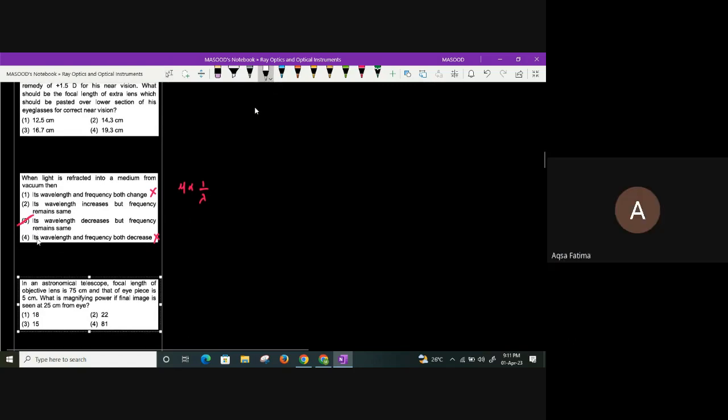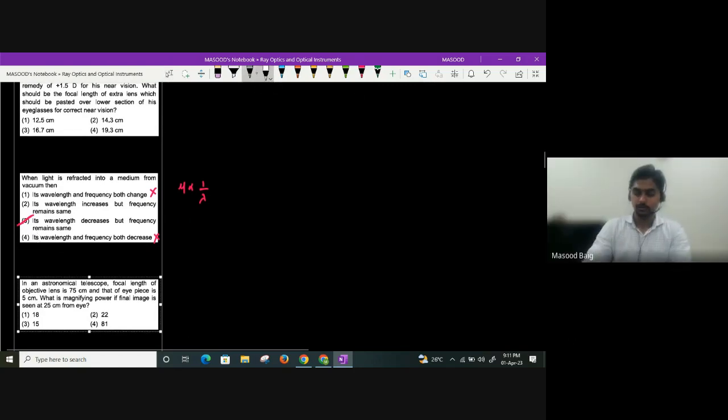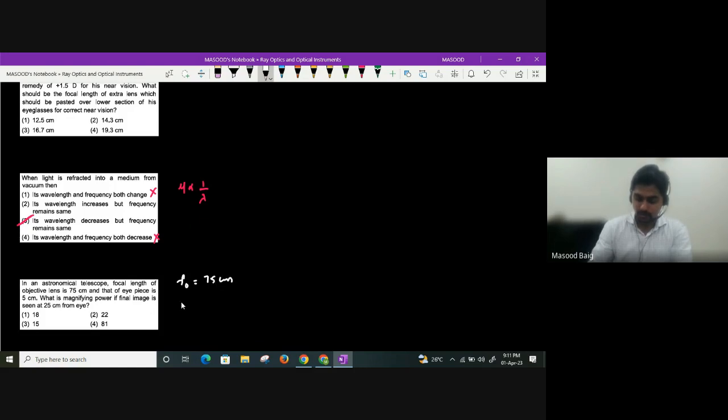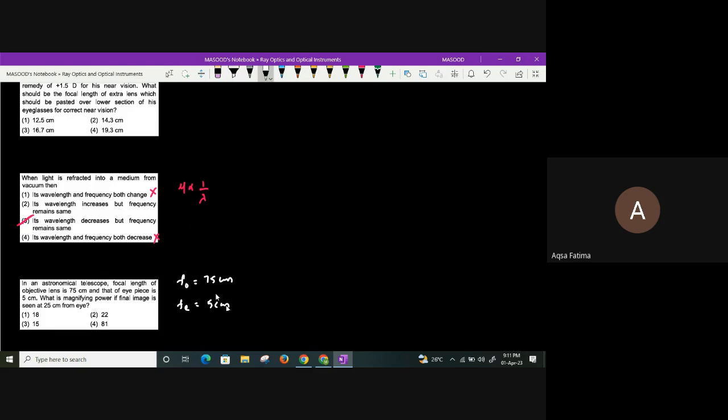Yes. Next, let us see the astronomical telescope. Then I'll go to the above question. In an astronomical telescope, the focal length of the objective lens is given as 75 centimeters. Eyepiece lens is given as 5 centimeters. What is the magnifying power if the final image is 25 centimeters from the eye? 25 centimeters means least distance of distinct vision, or not? Yes or no? Least distance of distinct vision means strained eye.